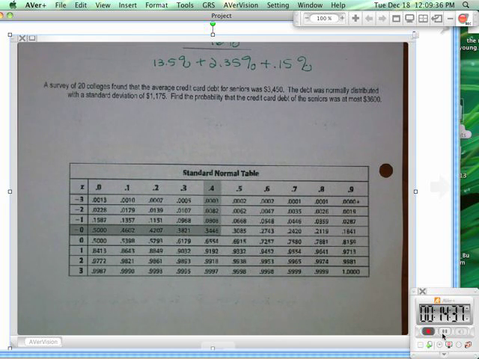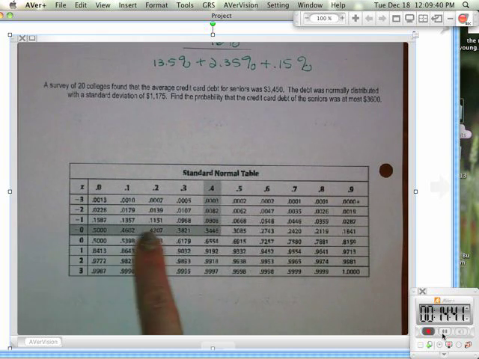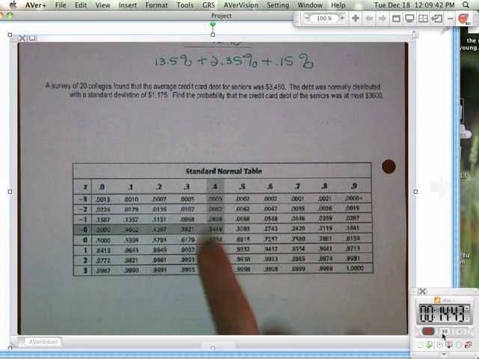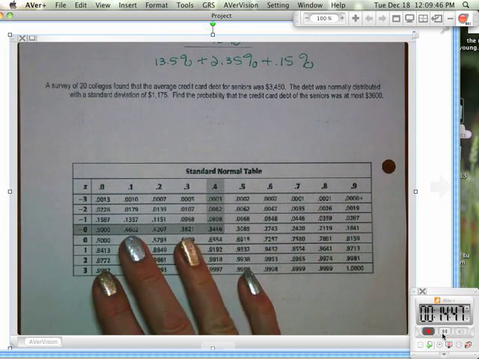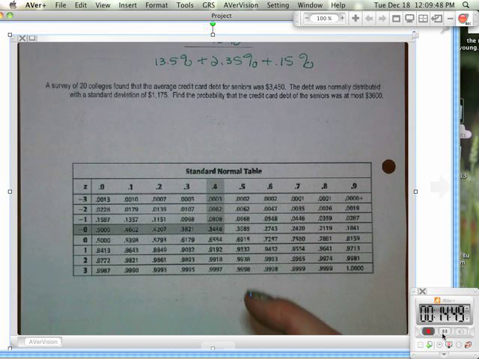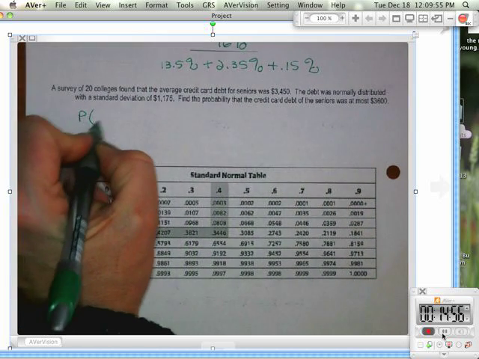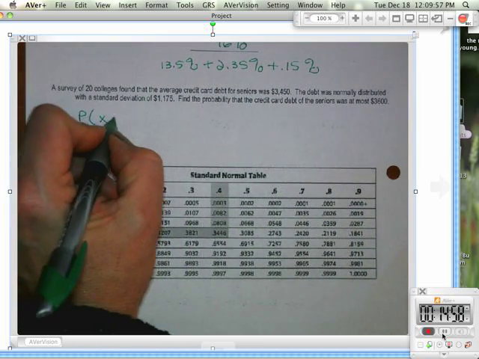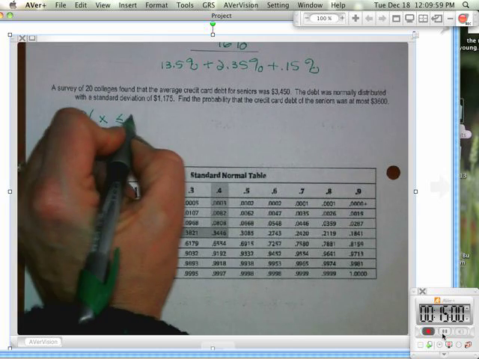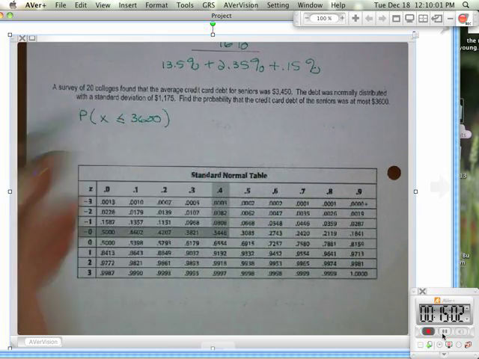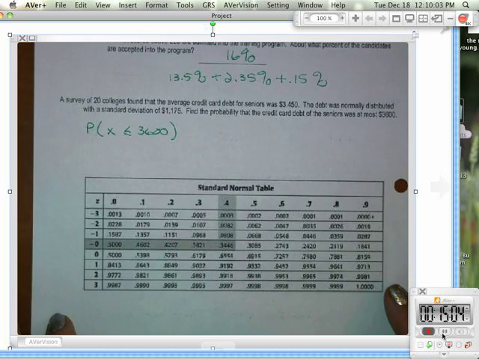So we're going to use the standard normal table, and in order to do that, we have to find the z-score, because that's what all of these numbers are representing, the percentage when you look at the z-score, which is the distance from the mean that your data is. So what we're actually looking for is the probability that the credit card debt is less than $3,600.